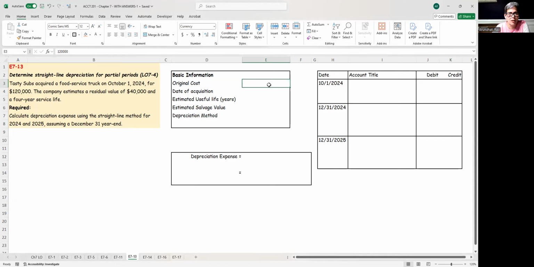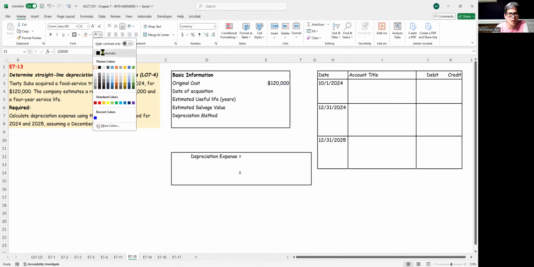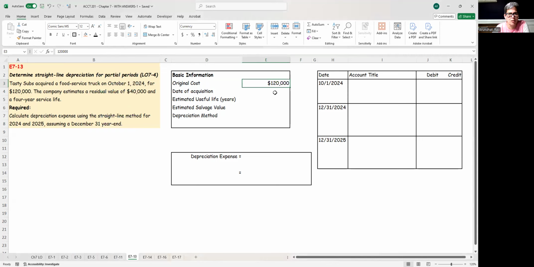So let me start pulling out the basic information. The original cost of the asset is $120,000. The date of acquisition is October 1st, 2024. I expect it to be useful for 4 years. At the end of 4 years, I expect to sell it for $40,000. The depreciation method we've been asked to use is the straight line method.